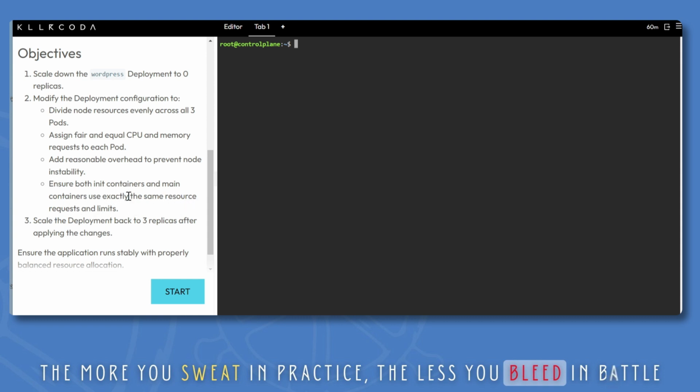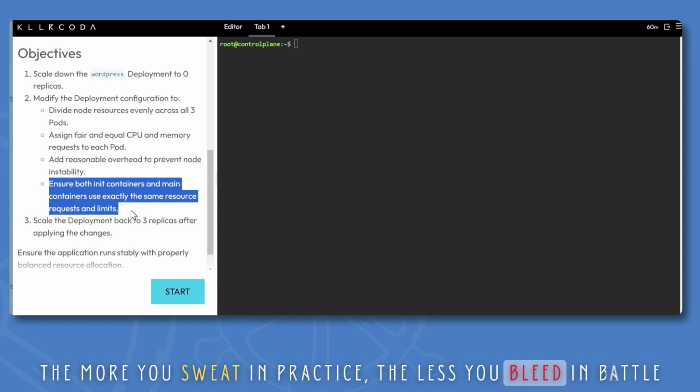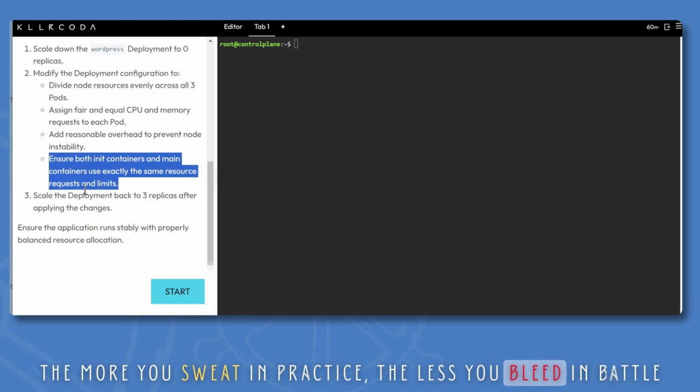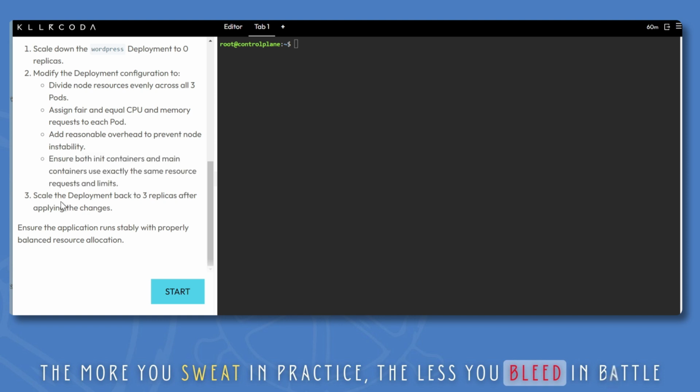Earlier it did not matter, because init containers just run and go. But now, with the restart policy Always, it behaves like a sidecar container. So it is a little tricky. You need to check whether it is an init container, a native init container, or a sidecar container. And scale the deployment back to three replicas after applying it.